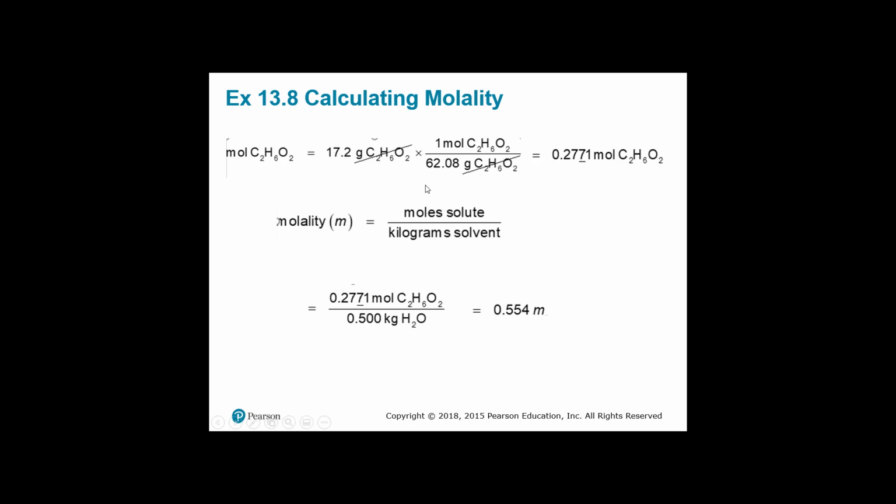Okay, so here we go. We want the moles first. So this should look fairly simple and straightforward, getting from grams to moles. So we have taken care of the top part of this equation. And we were given the kilograms of solvent already, and we're going to plug that in. What you see here, this line demonstrates where the sig figs are. We plug that in, and the molality of this is 0.554 small m. That's the molality of this solution.